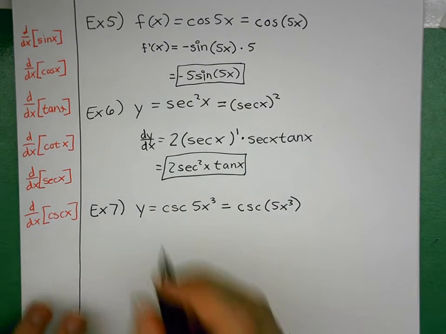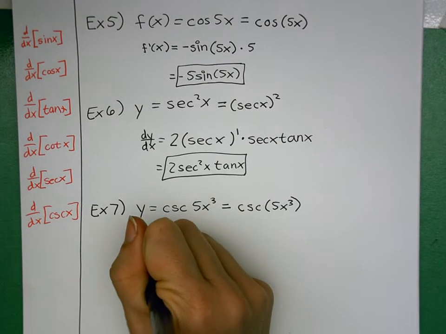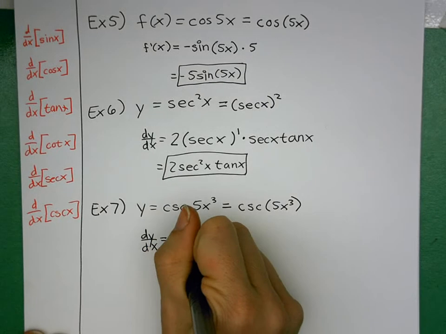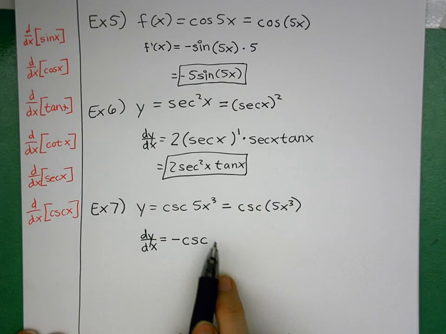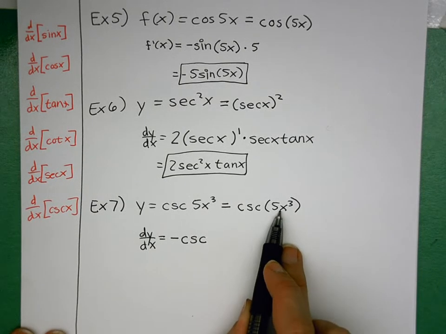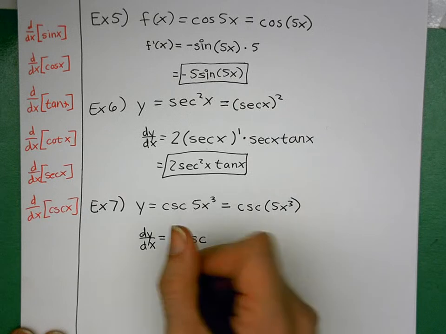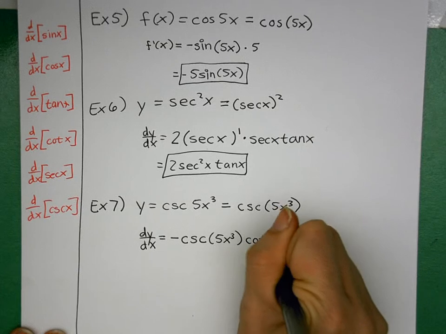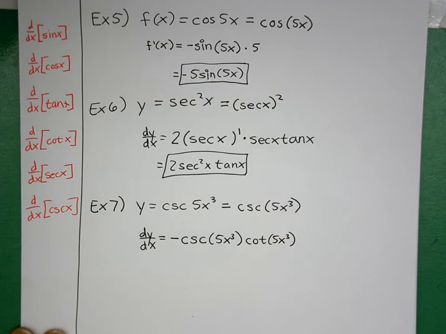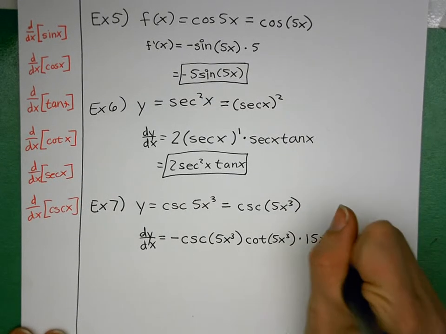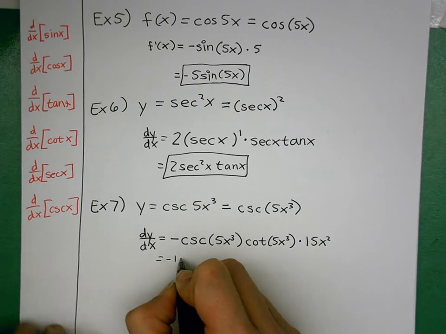Okay, so then taking the derivative, we have the derivative of the outside. Derivative of cosecant is negative cosecant cotangent, but now it's not negative cosecant x cotangent x. Remember, we have to leave the guts alone. We have to leave that g of x as g of x. So it's negative cosecant 5x cubed cotangent 5x cubed. Then the derivative of the guts, which is the derivative of 5x cubed, is 15x squared. And that's your answer.